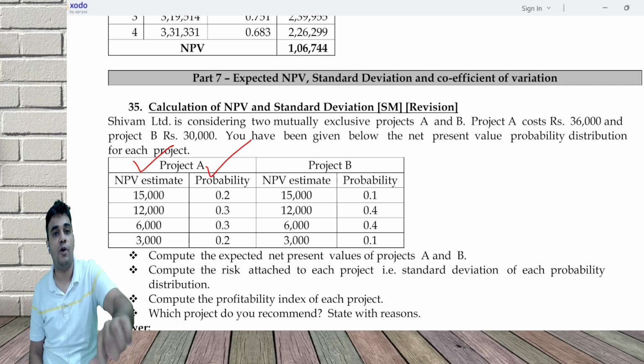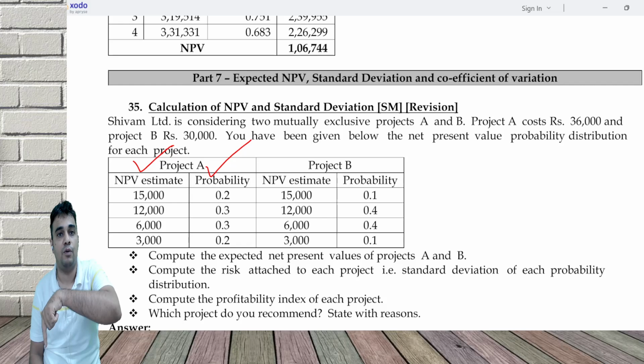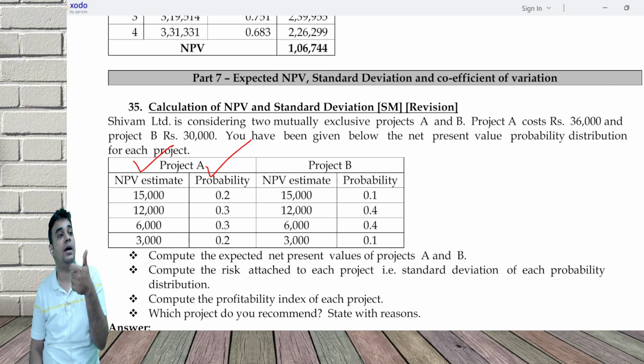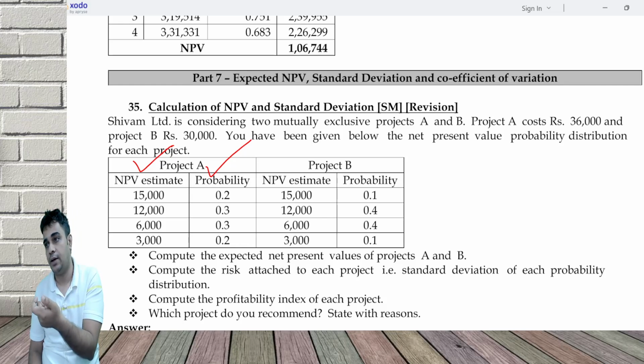The background of this 35 is the question which you are doing now, where they have not given the NPV. They have not given the NPV, but they gave you the cash flow. What will you do now? NPV is there, probability is there. Attach a product column, attach a deviation column, attach a PD square column. That will give you standard deviation.